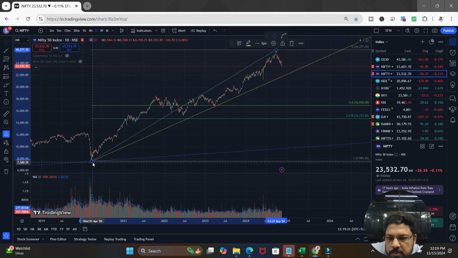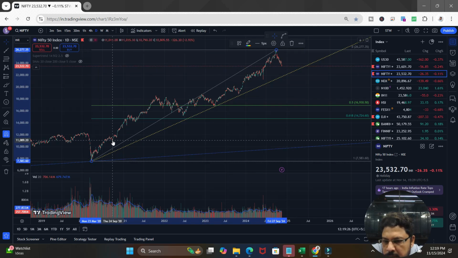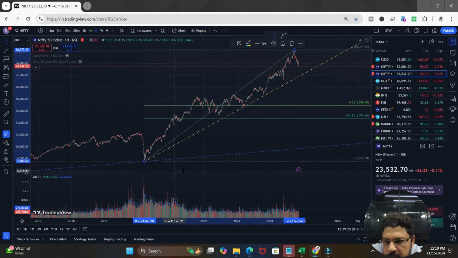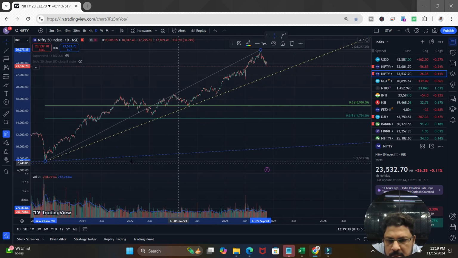So this is the lowest point. From here it has moved till here. So what is the level? This is about 7-8,000. This is in the 2020 corona crash, till the peak. So this is on a broader time frame.